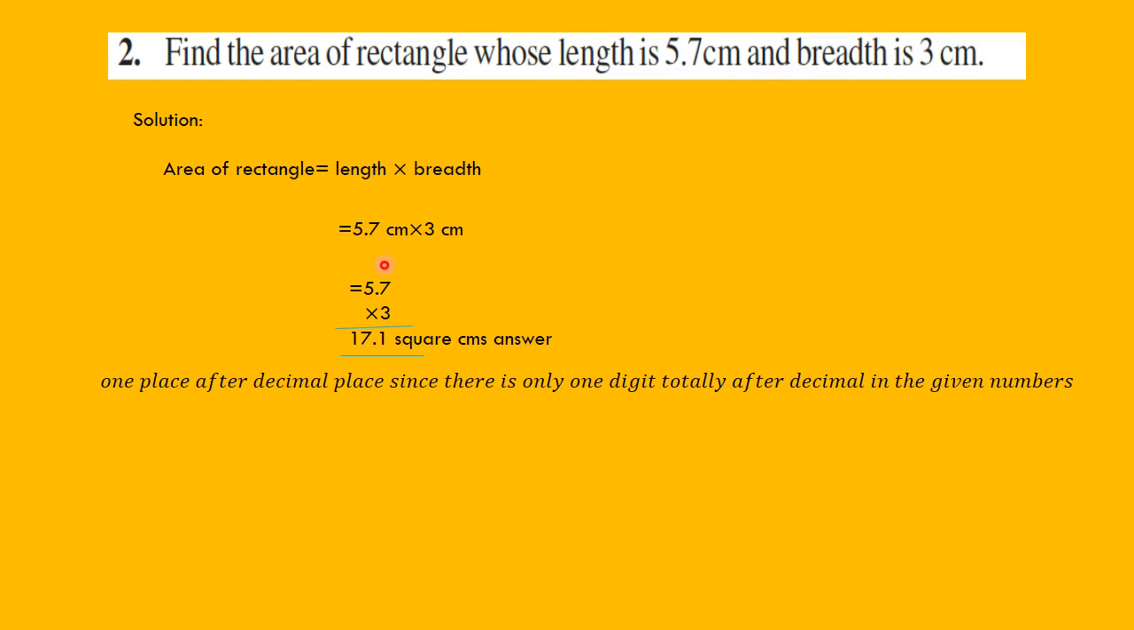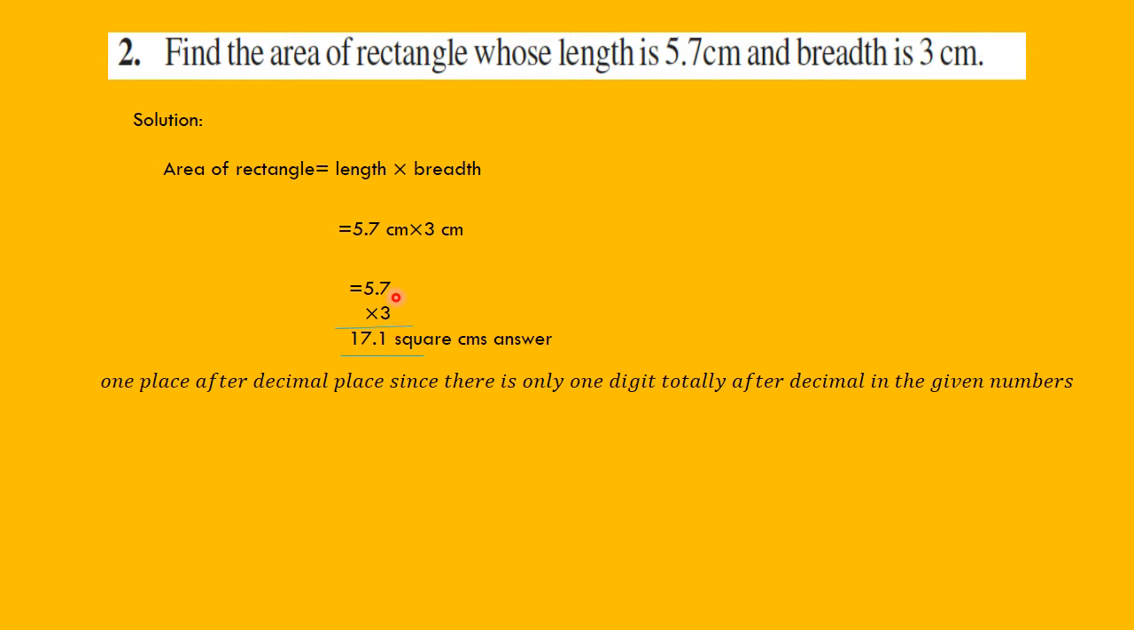So normal multiplication you do it. 5.7 into 3. 3 7s are 21. 2. 3 5s are 15. 15 plus 2 is 17. So 171 without the decimal place taken into consideration. It is 171. Now let us see where we have to keep the decimal place. So here we have one decimal place, one digit after decimal. Here we have no digits.